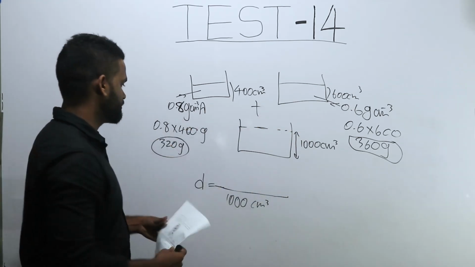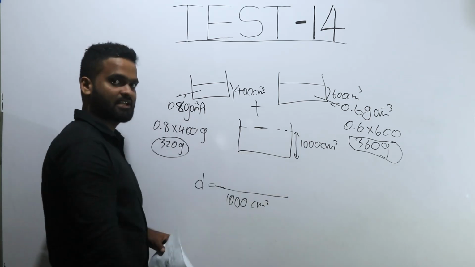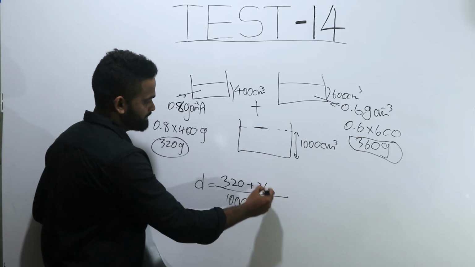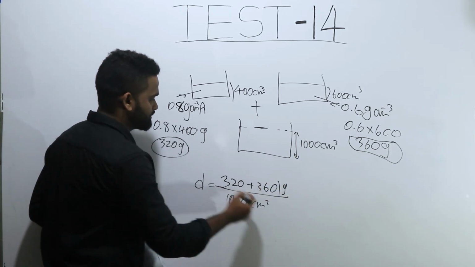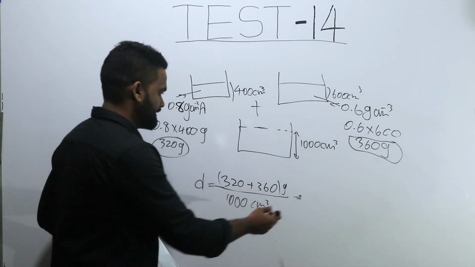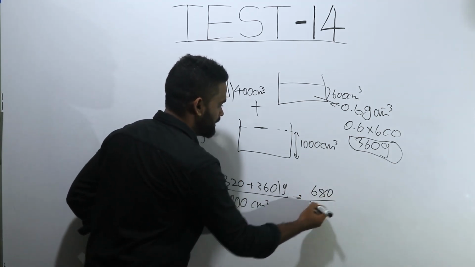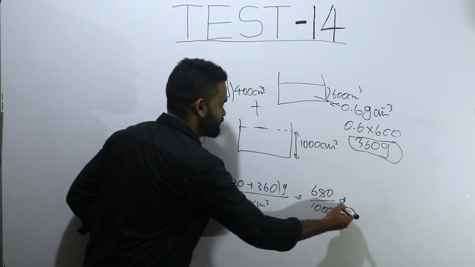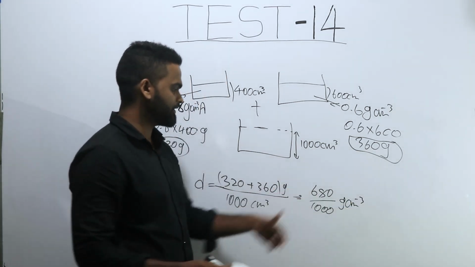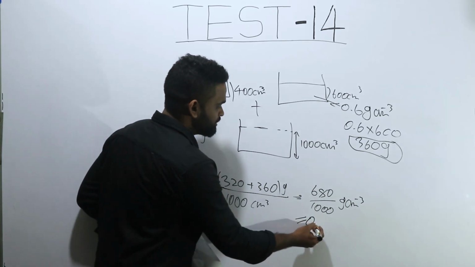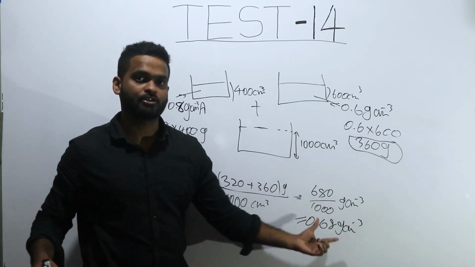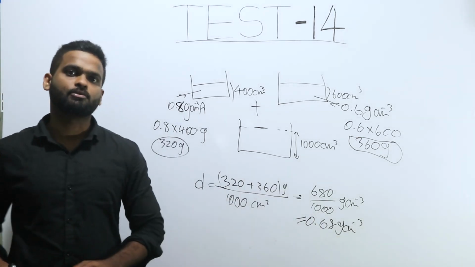I'll just add these two to get the total mass of the mixture. 320 plus 360 grams. So this is 680 divided by 1000. The units are grams per cubic centimeter. If you simplify, this becomes 0.68 grams per cubic centimeter.